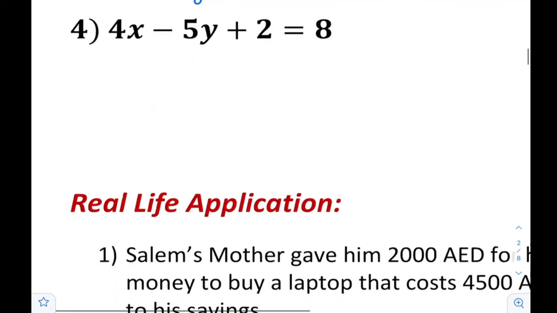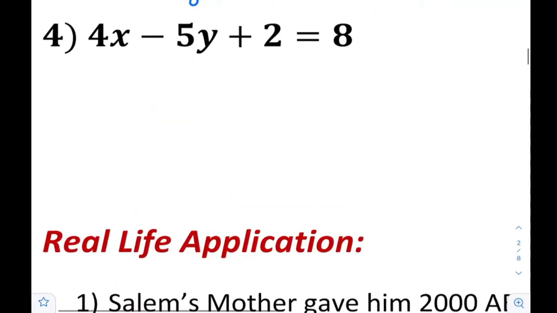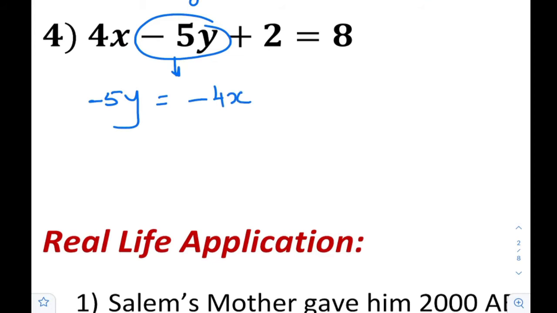Okay, let's see this one. Also here, we need to isolate the y. So we will take everything to the other side, take this down, and everything goes to the other side. And this 2 also will go there. And the 8 will be positive 8 as it is. Let's simplify.